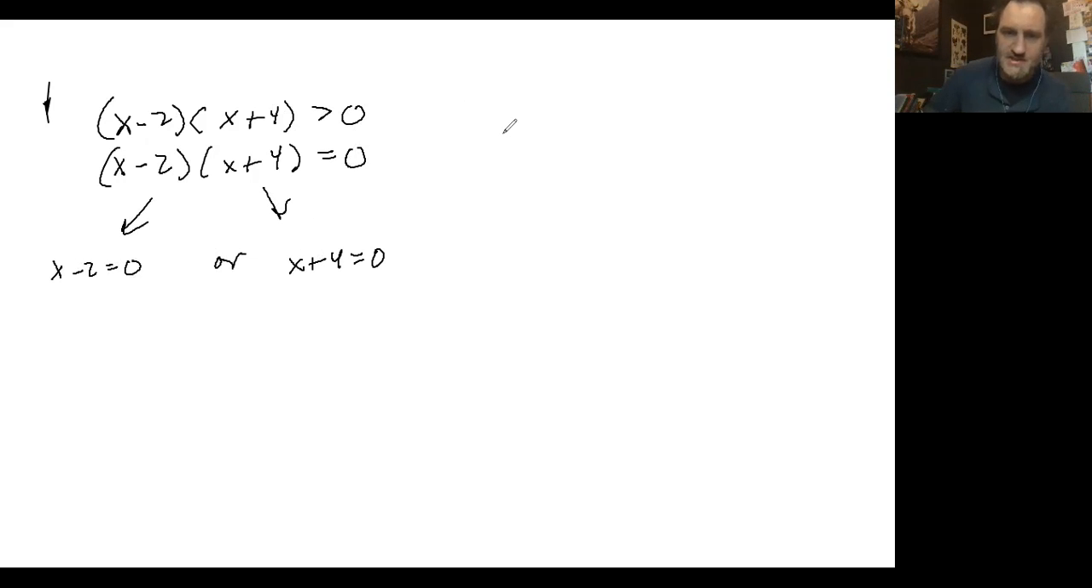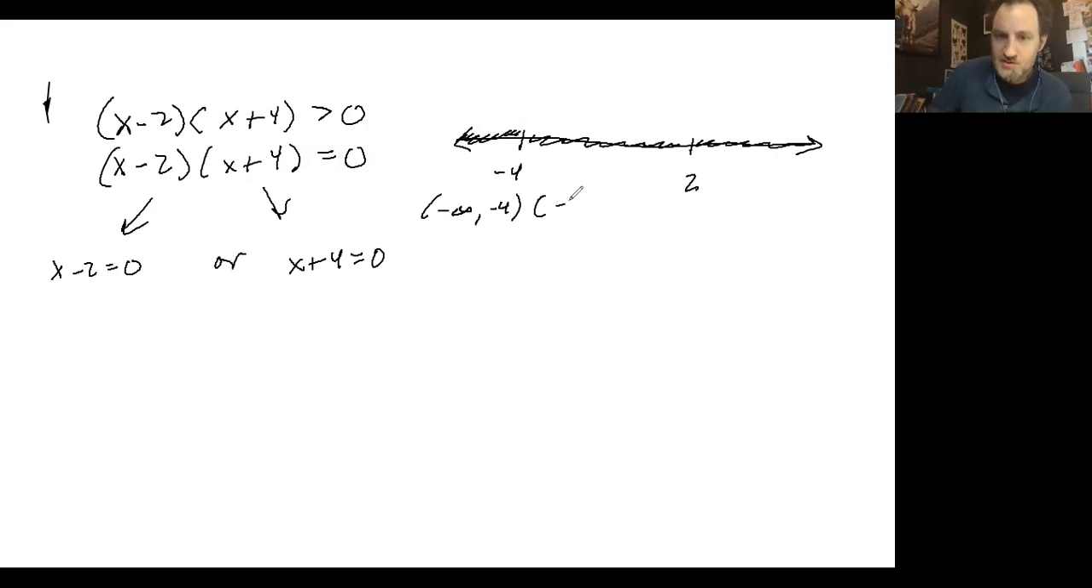And that's an important insight because it helps me think about the fact that the number line will be split into 3 segments, basically. I'd have a segment over here, and a segment between -4 and 2, and a segment over here. Right? So in terms of interval notation, that's -infinity to -4. That's one interval. There's -4 to 2. That's another interval. And there's 2 to infinity.